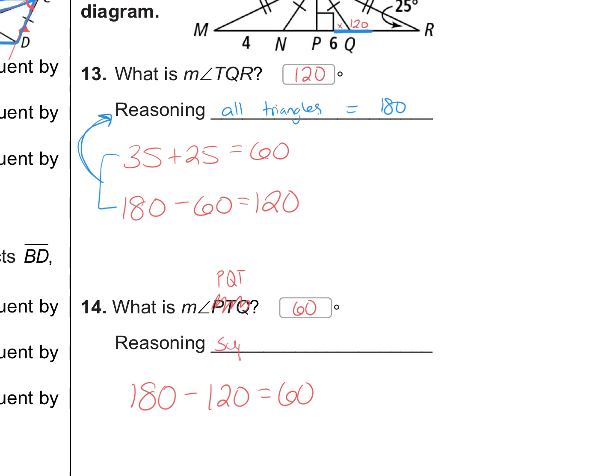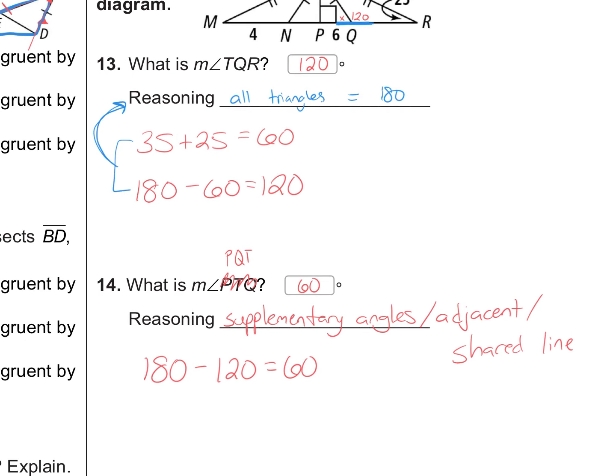I heard one reason can be supplementary angles. What did other people think when they saw that? Some people last period said adjacent angles. Some people even said shared line. However you think to get that answer, it is okay, but you need to put a reasoning down for why you got it. Does that make sense? Okay.